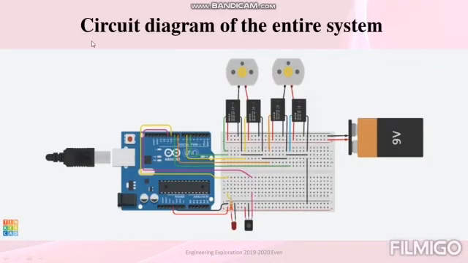Let us now look into the circuit diagram of the entire system. It consists of an Arduino board, that is Arduino Mega AT2560, a breadboard, two motors, an IR sensor, a LED bulb and a battery. Here the Arduino board is used as a microcontroller. The IR sensor is used as input. It senses if the grains are being fed to the thresher.